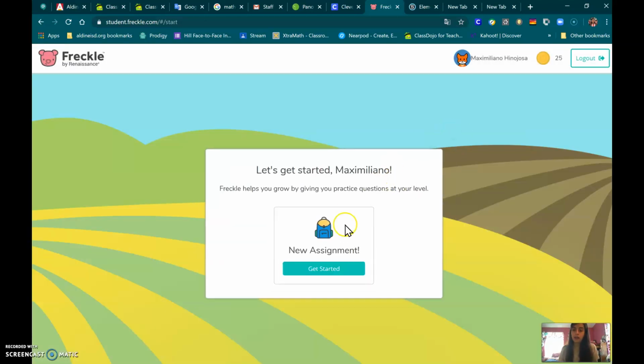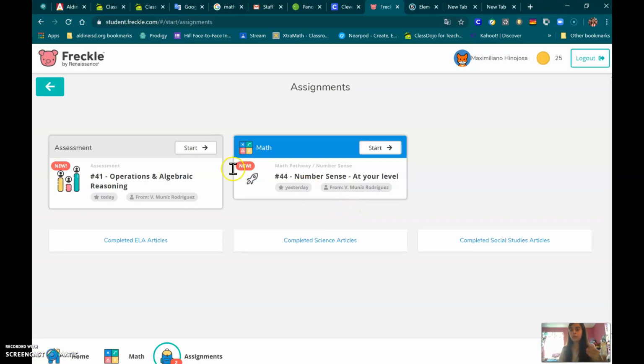Once you log in to math, you're going to see that you have some assignments. It's going to tell you to get started. See, he already picked the box and he already got 25 coins. So in this little application, it's like Prodigy, where you also earn things. Once you get started, you select the little backpack and it tells you which assignment.